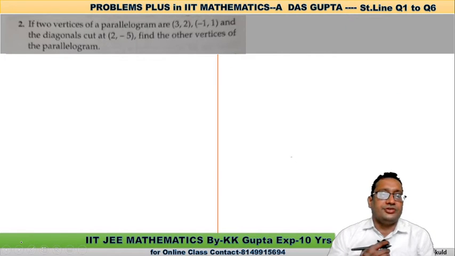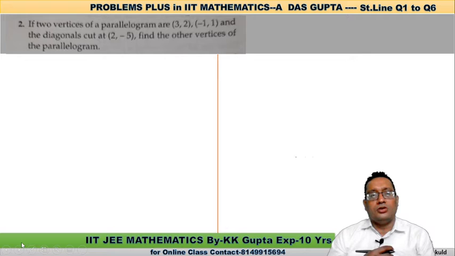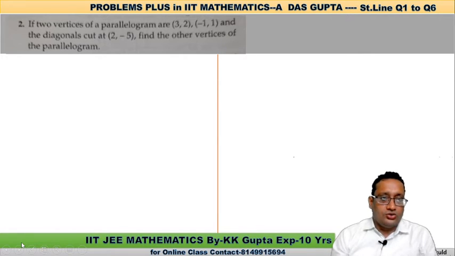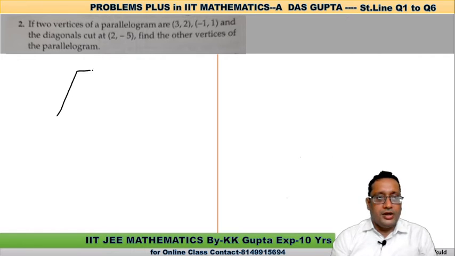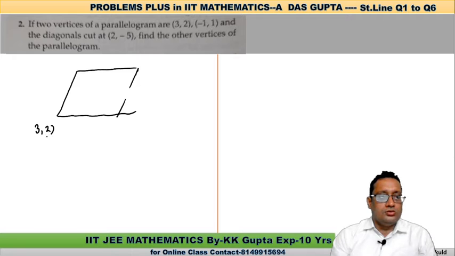Let's take the second question. Two vertices of a parallelogram are (3, 2) and (-1, 1), and the diagonals cut at (2, -5). Find the other vertices of the parallelogram. So I am drawing the parallelogram and taking two coordinates, that is (3, 2) and (-1, 1), and the diagonals intersect at (2, -5).